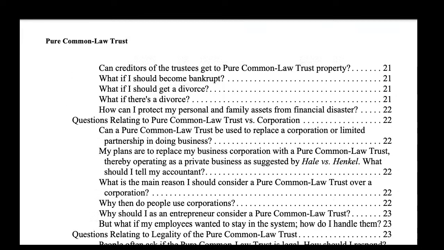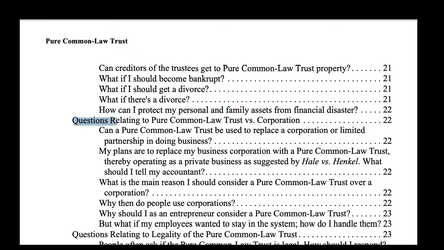Can creditors of trustees get to the pure common law trust property? What if I should become bankrupt? What if I should get a divorce? What if there's a divorce? How can I protect my personal and family assets from financial disaster?